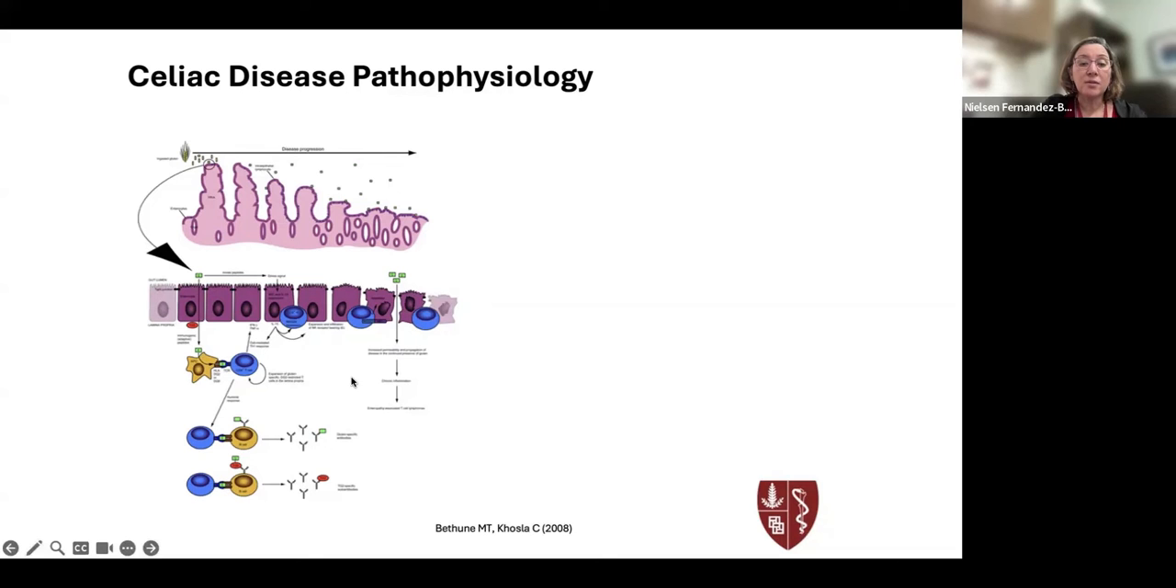And what happens over time is that repetitive exposure to gluten increases the permeability, so the lining becomes a little bit more leaky and more gluten gets in there and revs up this whole process. And over time, the villi get shorter and shorter and shorter as the injury ensues, and the crypts get deeper.